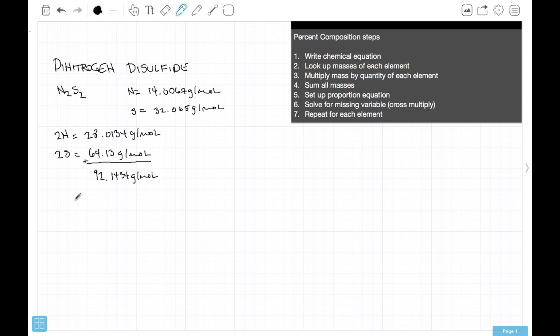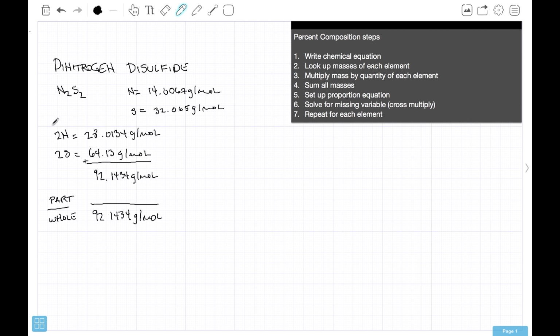Next, set up a proportion equation. And whenever you think proportion, you think part to whole. So let's write a part to whole ratio. Okay. So in this case, our whole is the entire compound, all the masses within this compound. And we found that when we summed all the masses, and that turned out to be 92.1434 grams per mole. Now the part, that could either be nitrogen or sulfur.